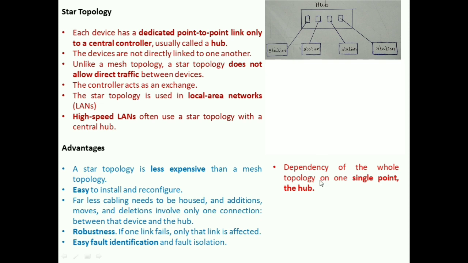So coming to the disadvantage, one of the biggest disadvantages of star topology is the dependency of the whole topology on a single point called hub. See what happens if this hub has now gone down. So if the hub has gone down, the total communication of the entire star topology network will be going down. No communication will be there, because all these devices are connected to a single controller called hub. So this is the disadvantage of star topology.